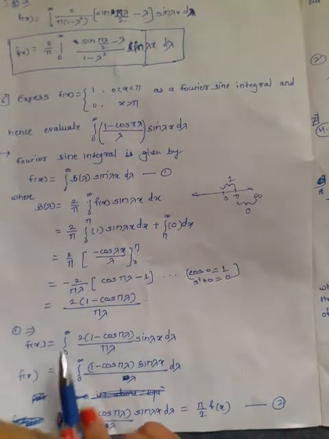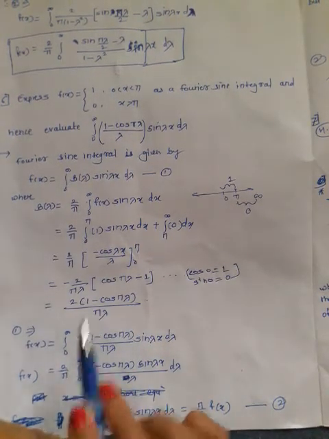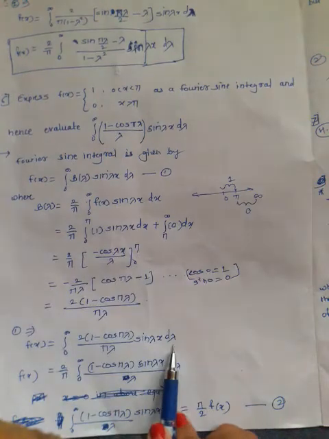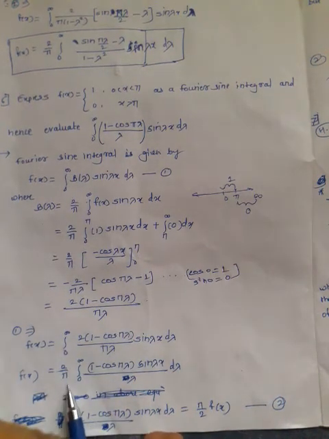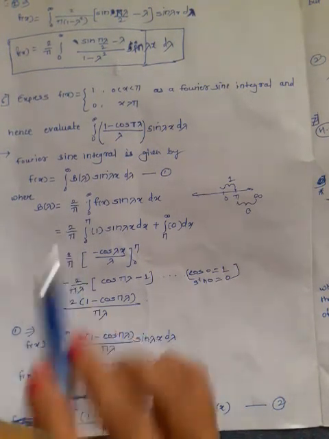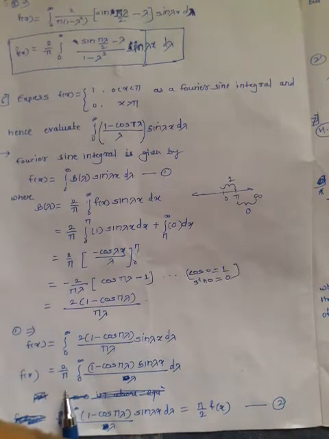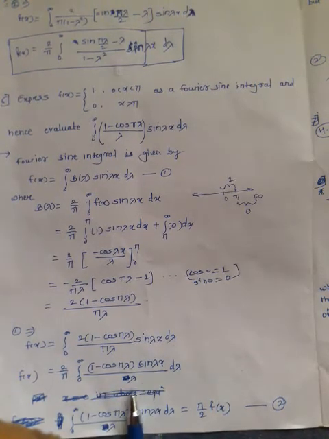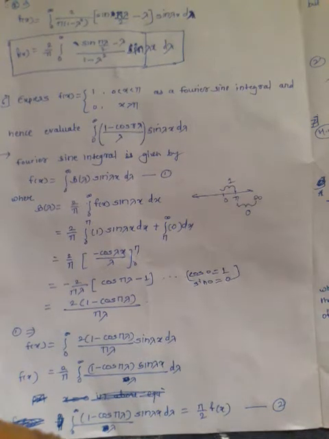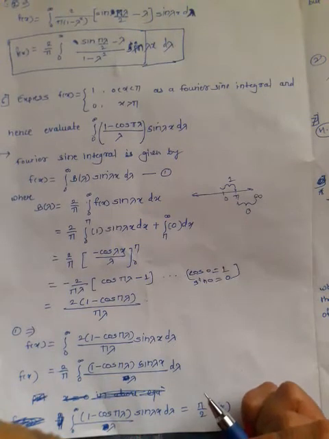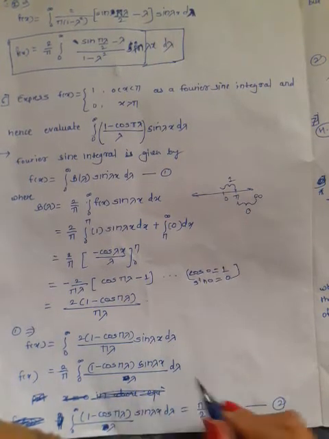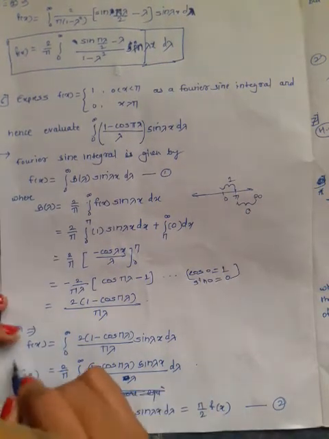f(x) is equal to the integration from 0 to infinity of this term, as it is, into sine lambda x d lambda. Take 2 upon pi, a constant, outside. The answer for our first question is f(x) equals 2 upon pi, integral of this bracket, (1 minus cos pi lambda) upon lambda, sine lambda x d lambda. This is our first answer.